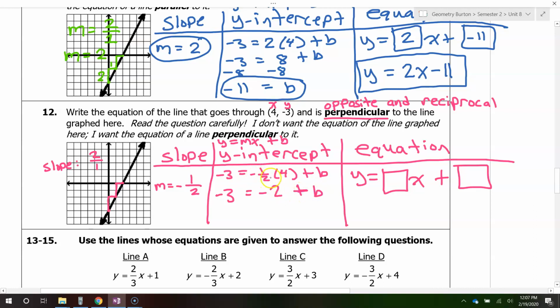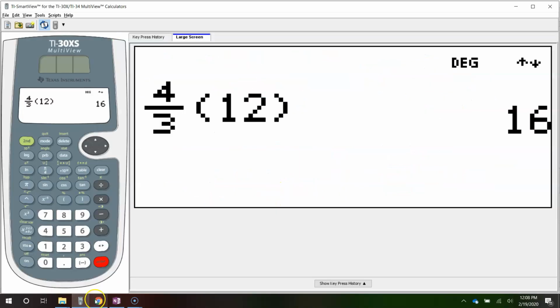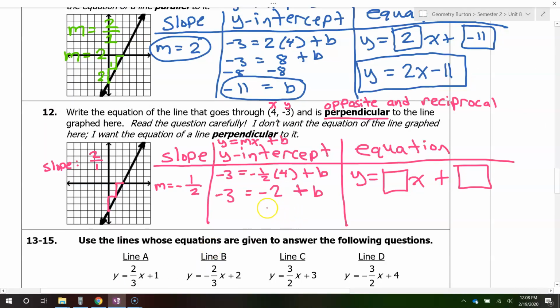All right, you should definitely be able to do this in your head because half of 4 is 2, and then a negative times a positive is a negative. But your calculator's right there. If you need to type it in, go ahead. Plus 2 on both sides. So that will give us negative 1. So b is negative 1.